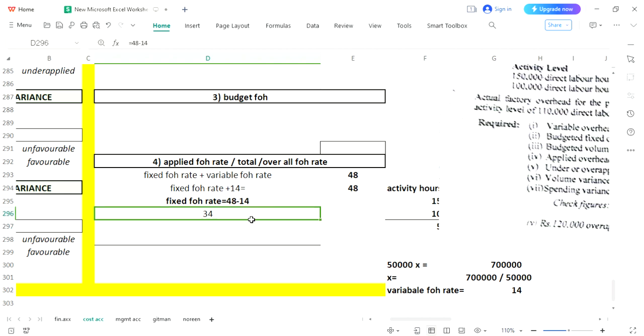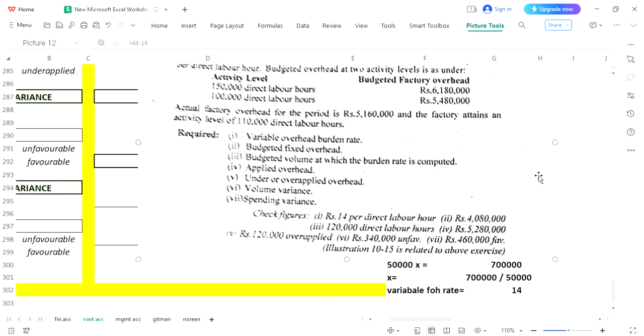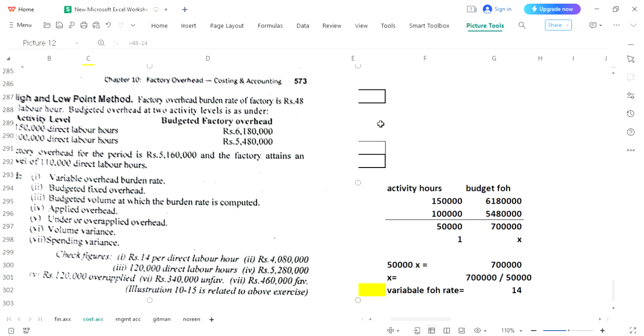Okay. In previous questions, what we were doing, we were calculating fixed FH rate and variable FH rate separately with the help of their formulas. But here in question 48, total applied FH rate was already given in the question. You can see over here. And with this data, which is actually called the high-low level method, where highest point of working 150,000 and lowest point of working 1 lakh direct labor hours. This high-low level data was used to calculate variable FH rate, and we have calculated our variable FH rate with the help of this data.